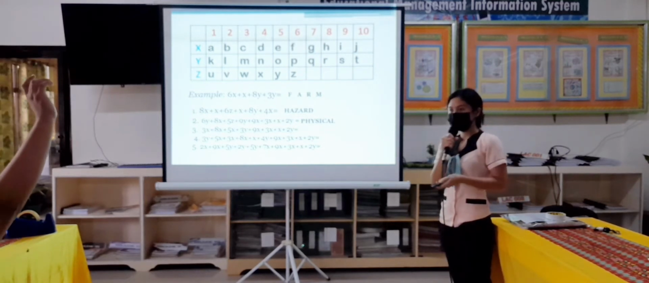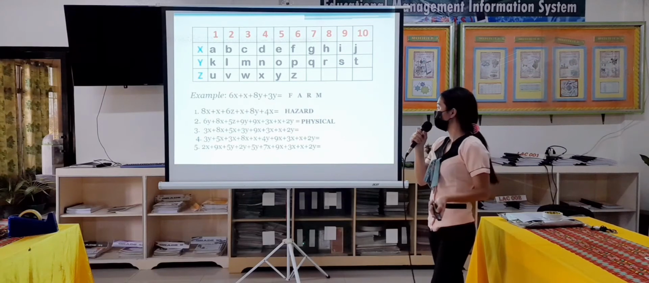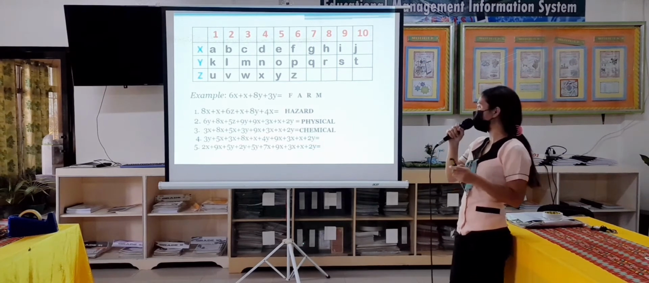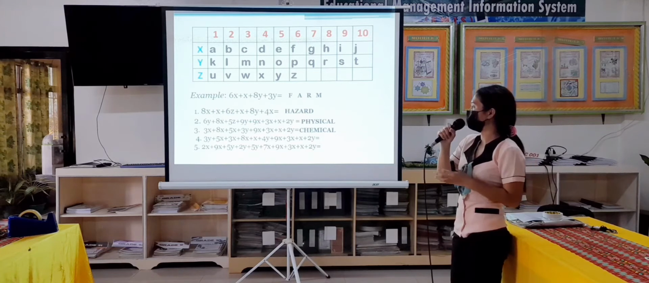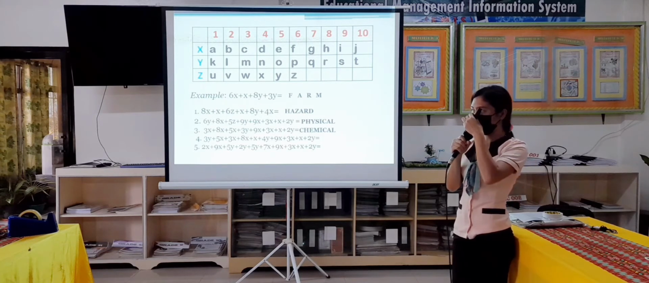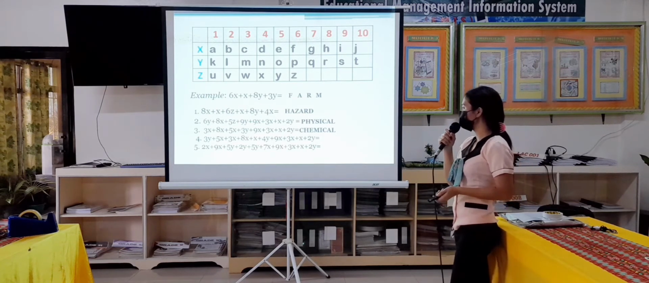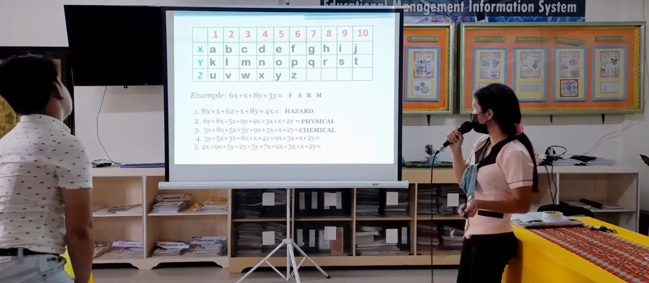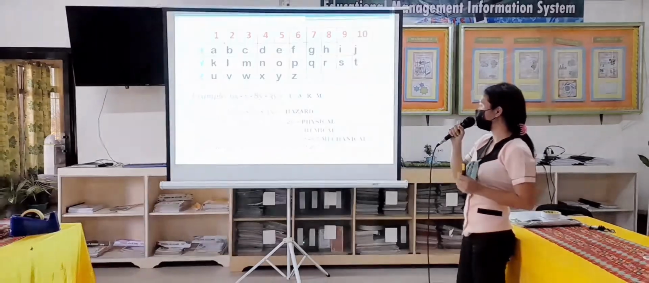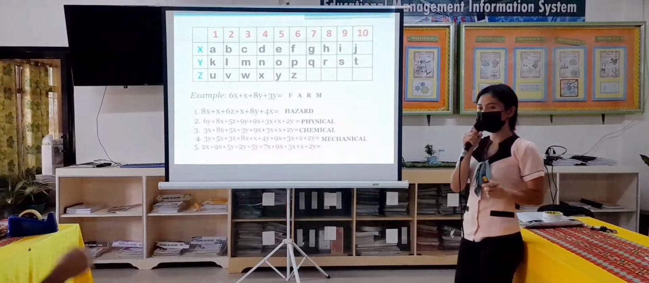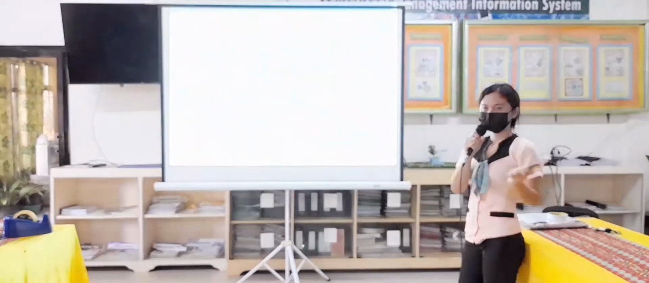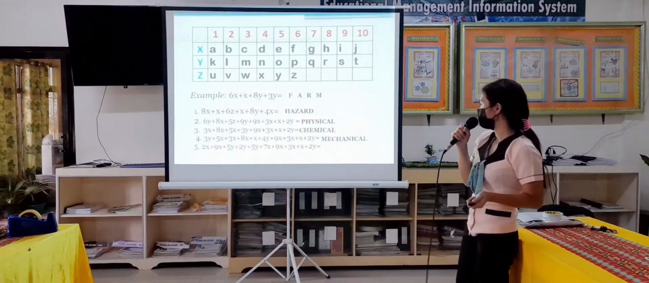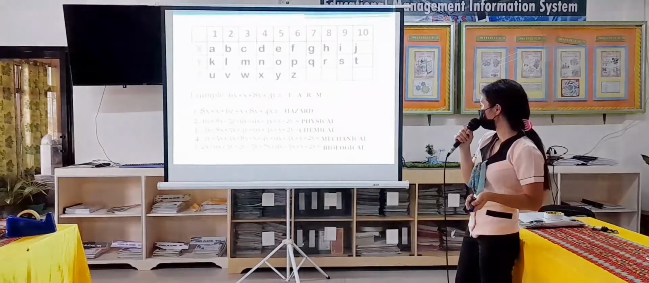Me, ma'am. KJ? Chemical, ma'am. So is it chemical? Very good, correct. It is chemical. So how about number 4? So Mr. Aljimar? The answer is mechanical, ma'am. Is it mechanical? Correct. Very good. So how about number 5? Okay, Miss Nell Marie? Biological, ma'am. Is it biological? Correct. Very good.